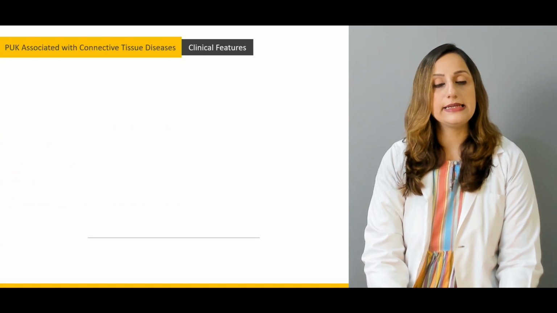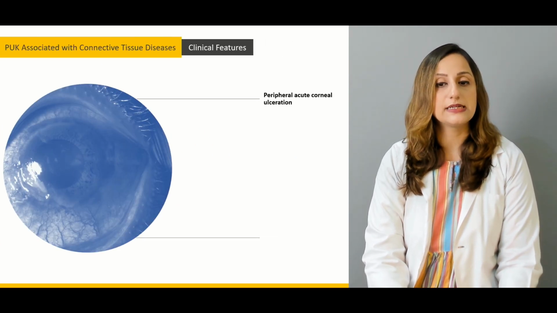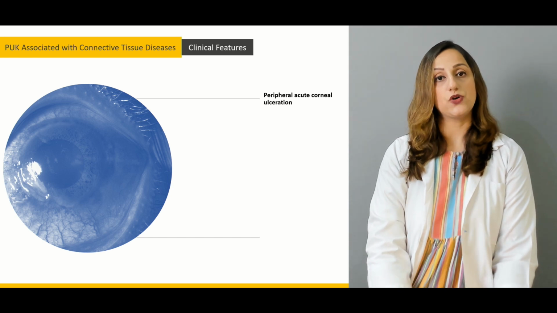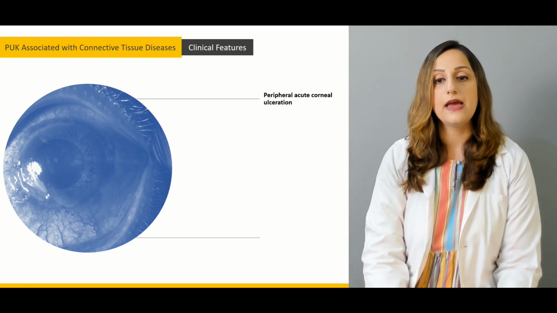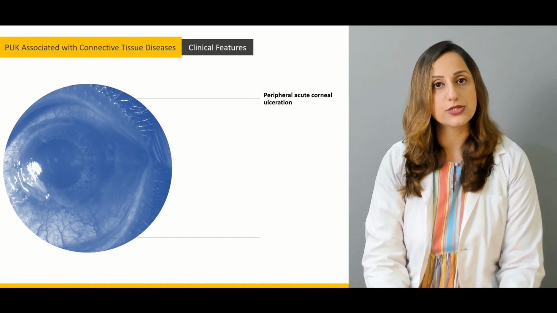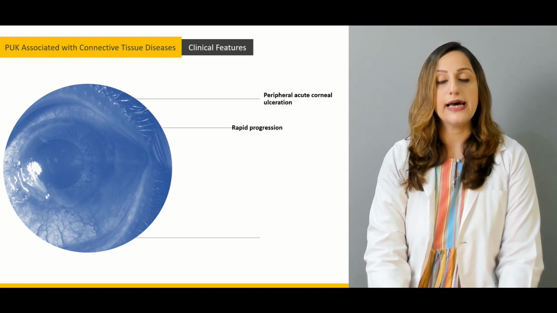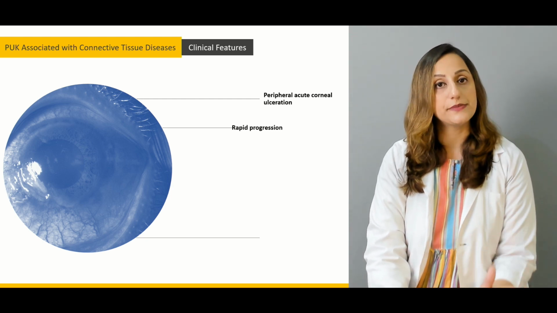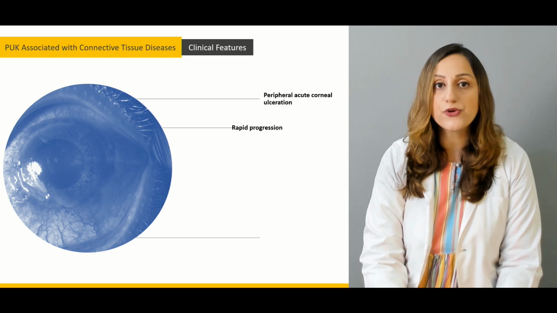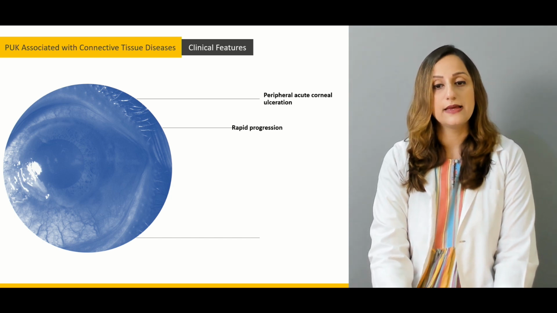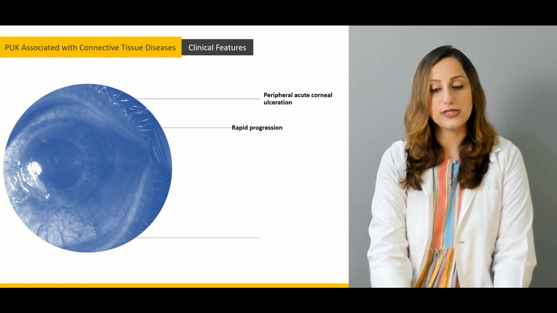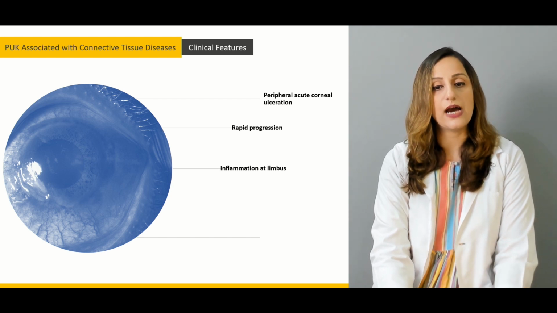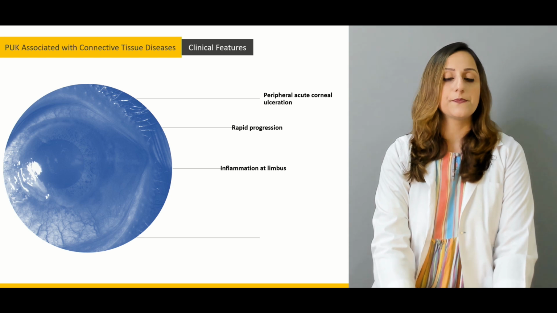So we have the clinical features over here, and particularly when we are dealing with a peripheral kind of ulcerative keratitis, the peripheral acute corneal ulcerations are noted down. That is just along the margins of the limbus. Then we have a rapid progression that is noted down in these patients of peripheral ulcerations. And then finally, we have the inflammations at the limbus that are noted down.